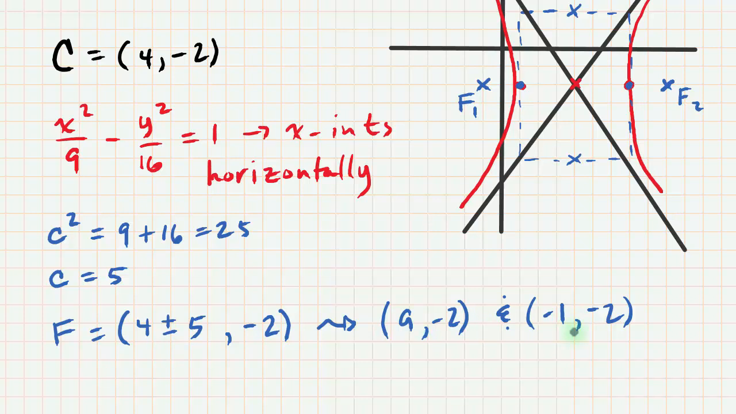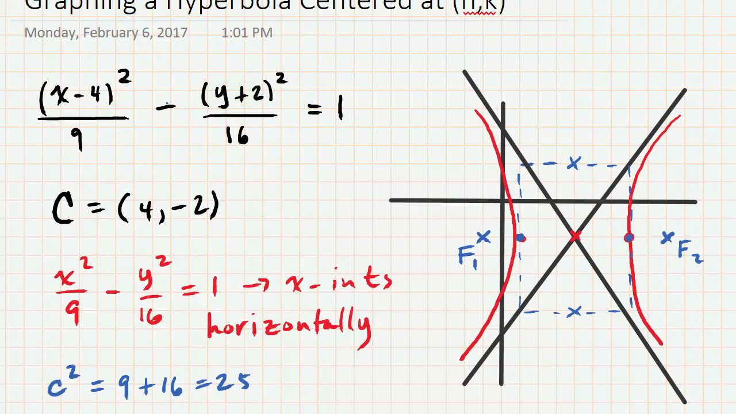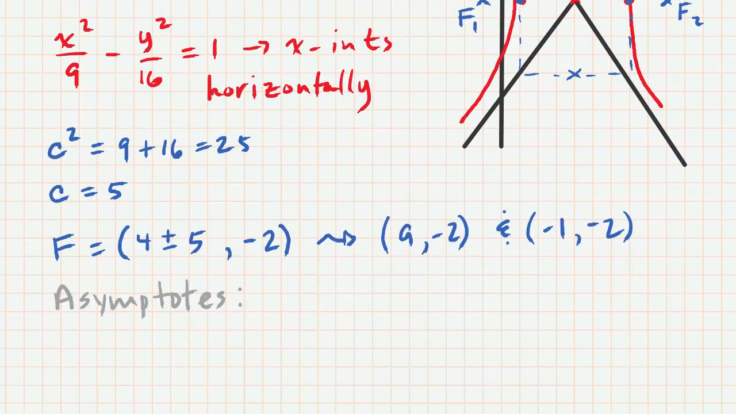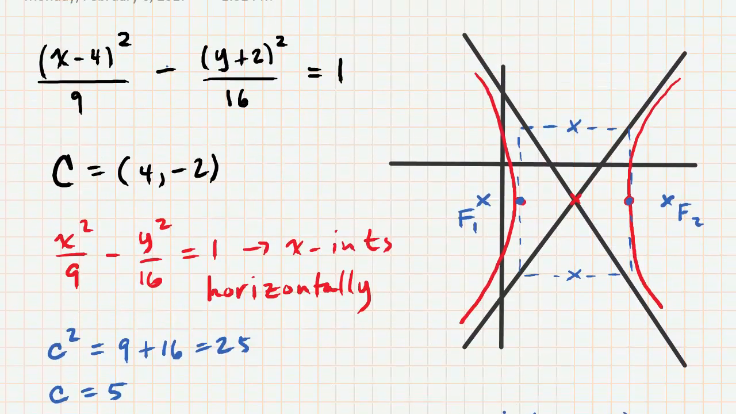Now we need to find the asymptotes. The asymptotes are a little bit trickier. And what we're going to do is look at the y factor up here, y plus 2, and we're going to basically write slope-intercept form with a modification. We're going to put y plus 2 equals, and then we're going to do rise over run. So here's the rise, here's the run. The rise is going to be the square root of the number under the y expression. The run is going to be the square root of the number under the x expression. So rise over run is going to be 4/3.